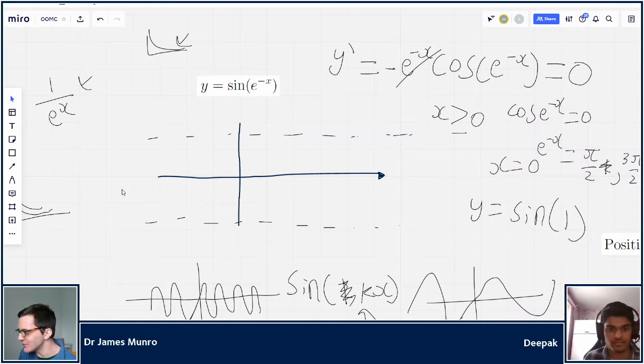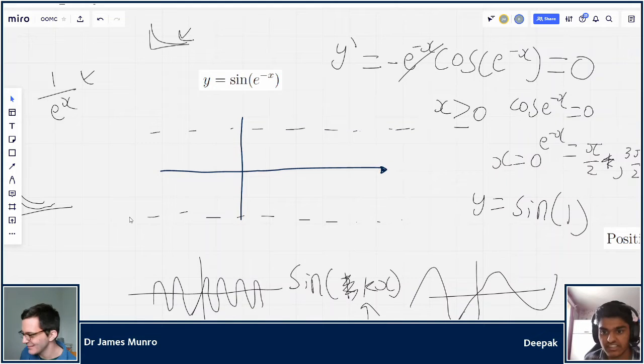So e to the minus x equals pi by 2, 3 pi by 2, 5 pi by 2, and so on. We could write this as e to the x equals 2 by pi, 2 by 3 pi, and so on, 2 by 5 pi.